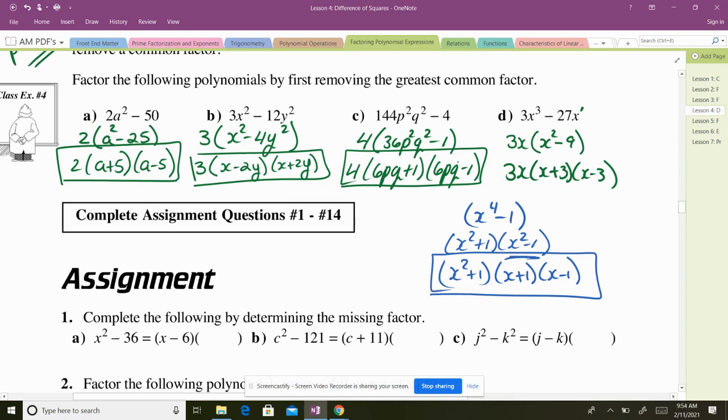Okay? So just watch that. Just because you do it once, you generate something, always look to see if you've generated another difference of squares. If you have, factor. Okay? And that usually happens when this is 4 or 6 or 8 or whatever, things like that.